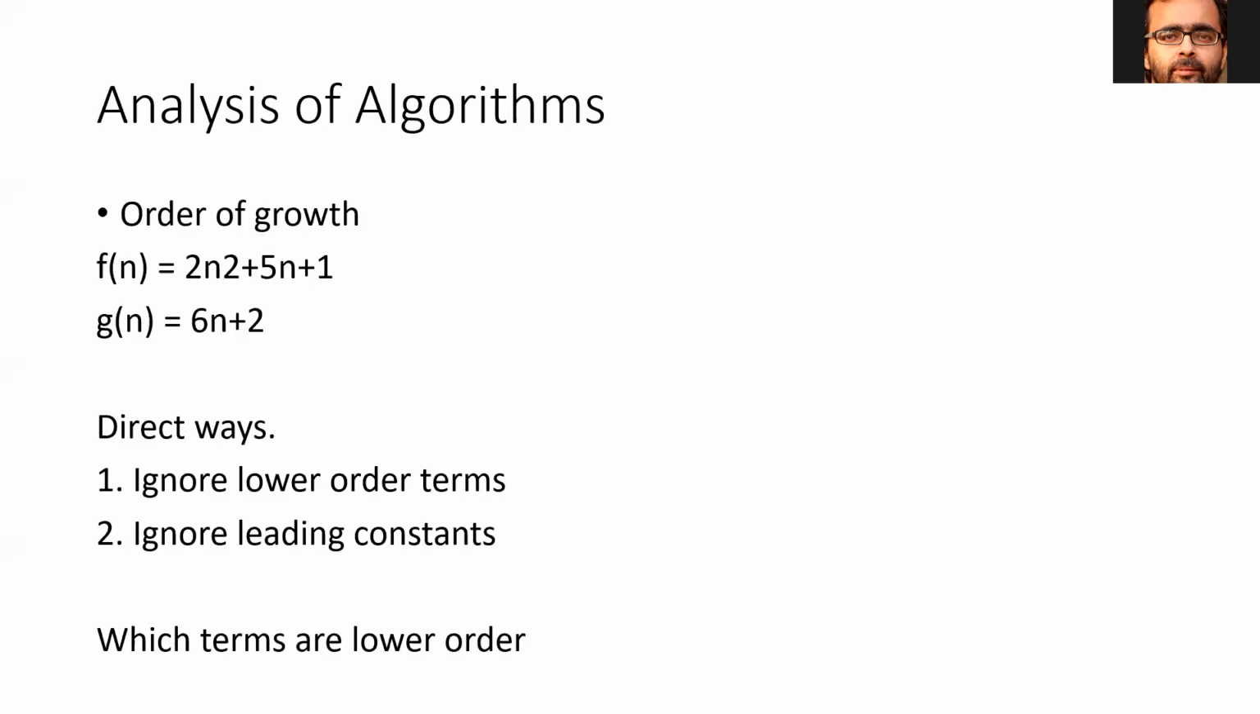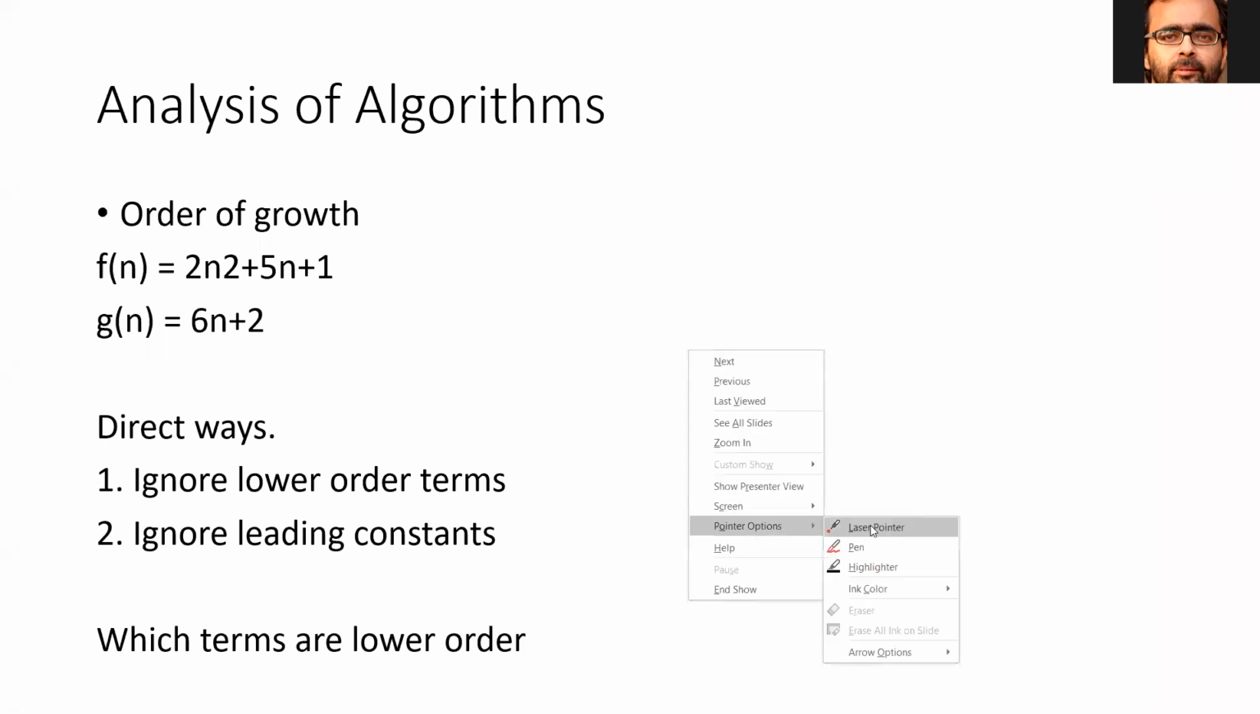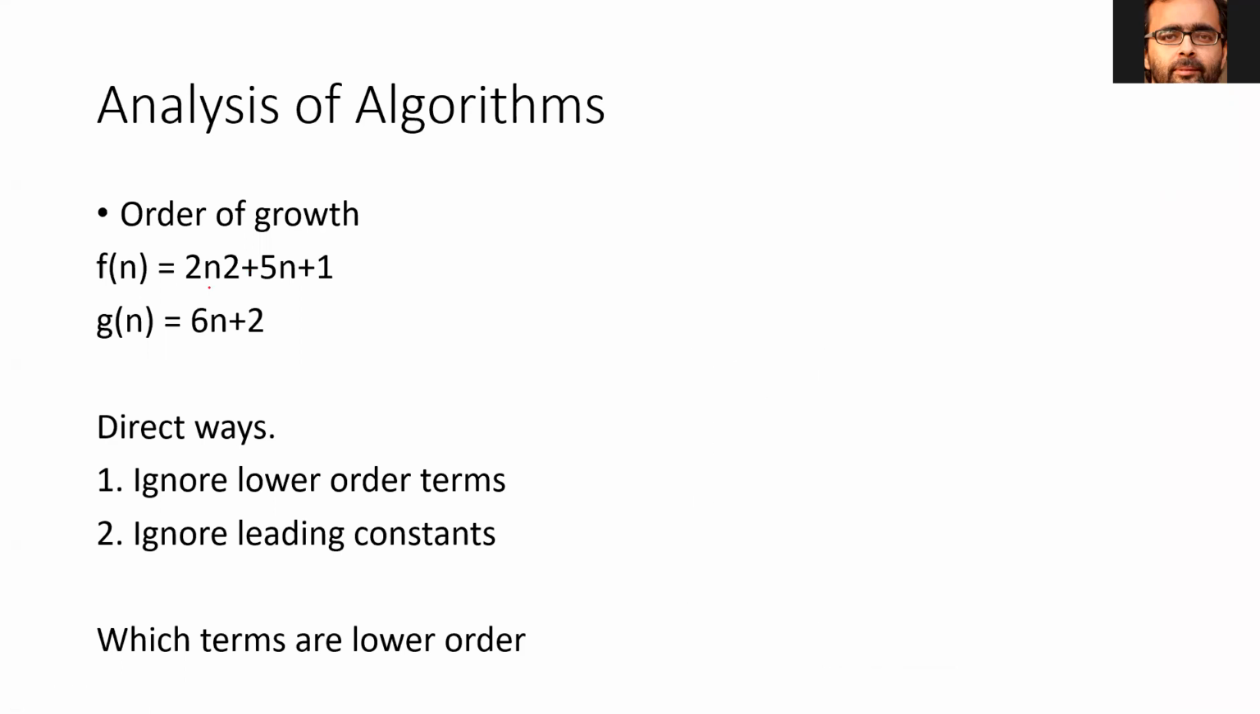So we always do two things. One thing is that we always ignore the lower order terms. For example, if you consider this example, the higher order term is 2n square, right? And then 5n plus 1. So the lower order terms are this 5n plus 1, and anytime you can ignore this. And the second one is that you can always ignore the leading constants. When I say leading constant, in 2n square, 2 is the leading constant. So you always say that the growth of this algorithm is n square.